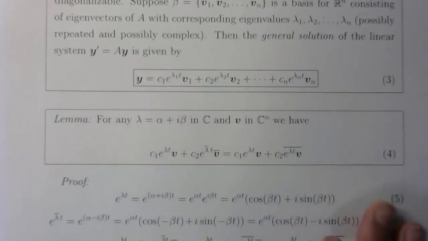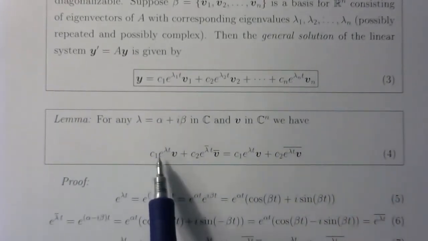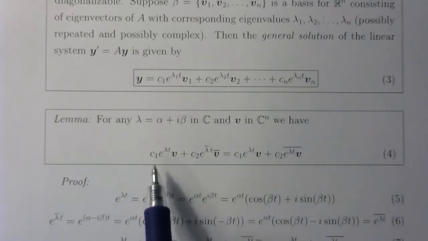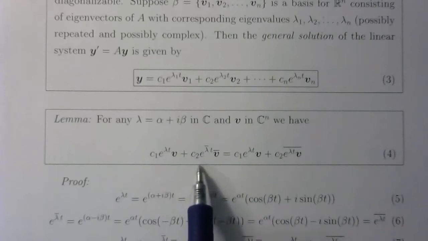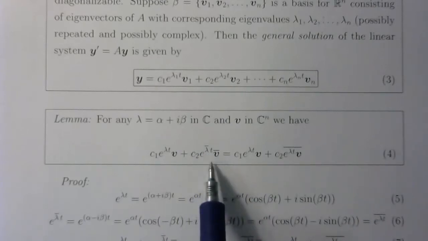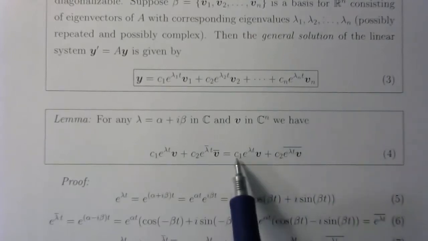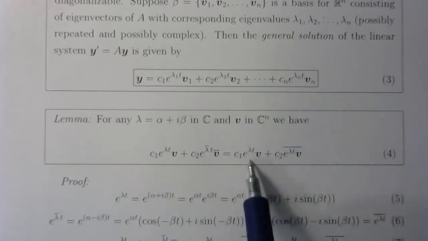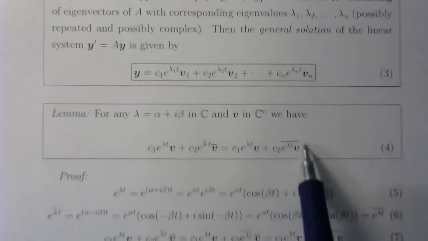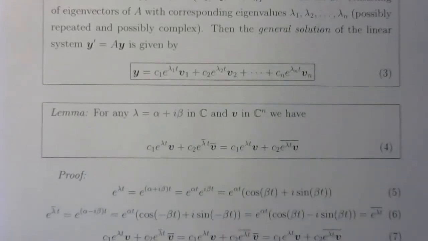So first, we can look at this lemma that says, if I look at c1 e to the lambda t v plus c2 e to the complex conjugate lambda t times the complex conjugate of v, this should actually be c1 times this vector plus c2 times that vector's full complex conjugate. So let's see why that is.